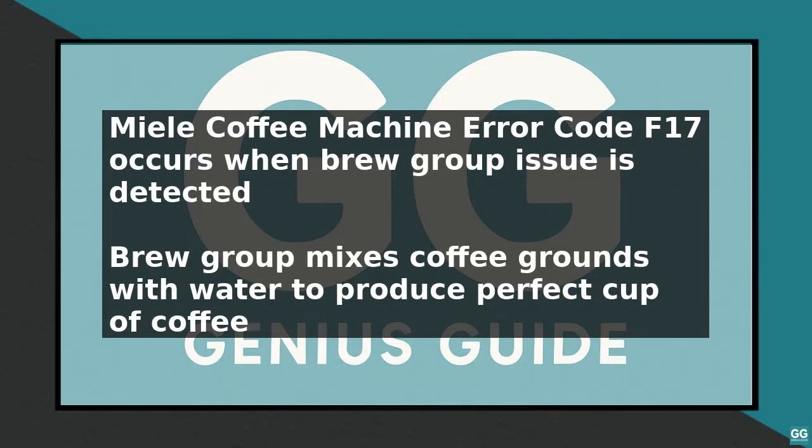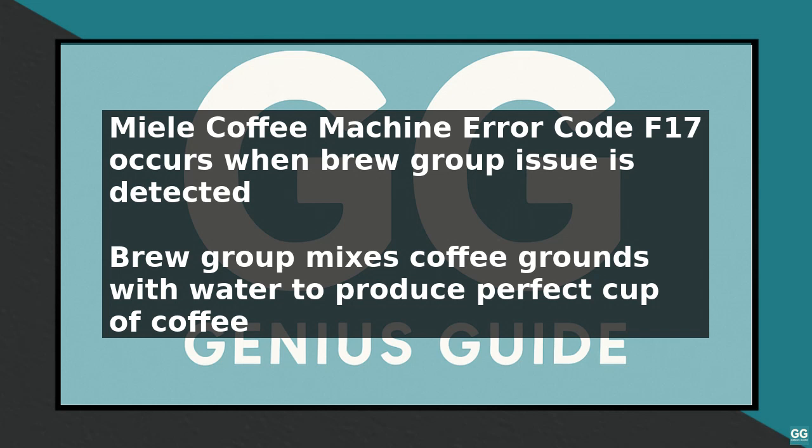Miele coffee machine error code F17 is an issue that occurs when the machine detects a problem with the brew group. This tutorial will guide you through the process of identifying and resolving the error. First, it is essential to understand what the brew group is and its function in the coffee machine.